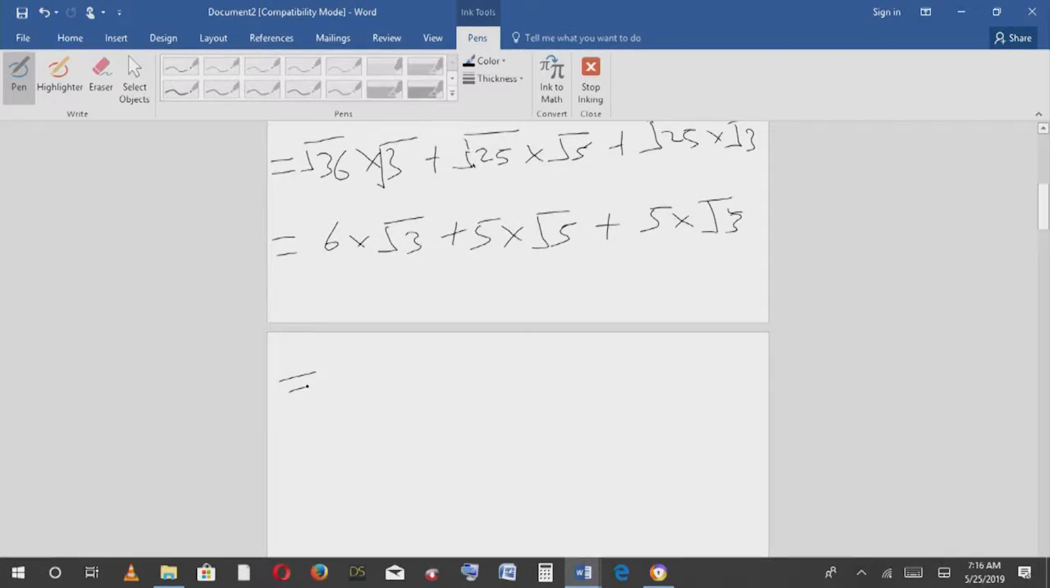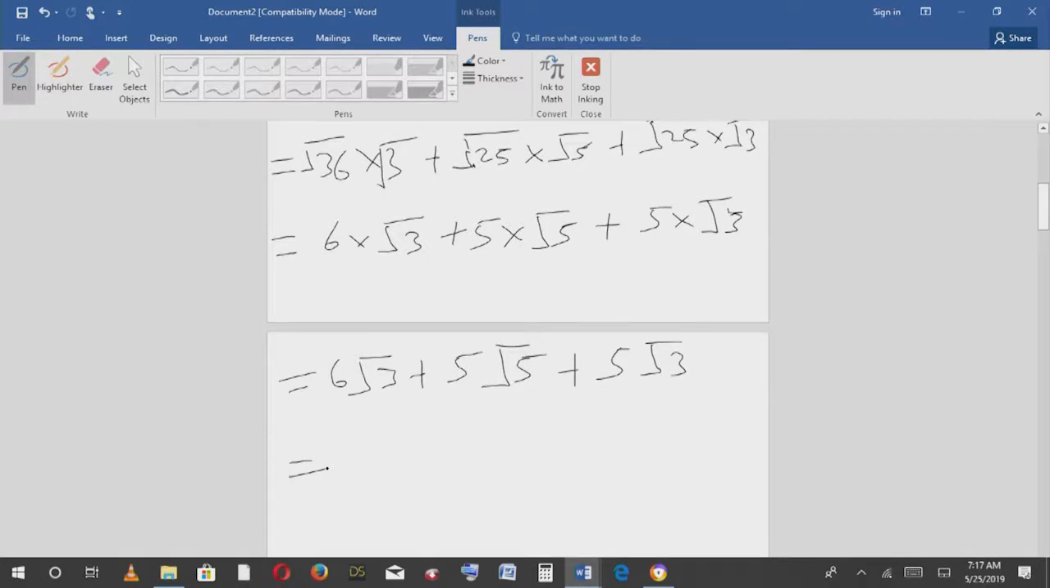6 times root 3 gives us what? 6 root 3, then plus 5 times root 5 gives us 5 root 5, and plus 5 times root 3 gives us 5 root 3. Can we add or subtract? Are there any two roots that are similar? We have similar roots. Yes, we have root 3 and root 3. So we can add or subtract that one.